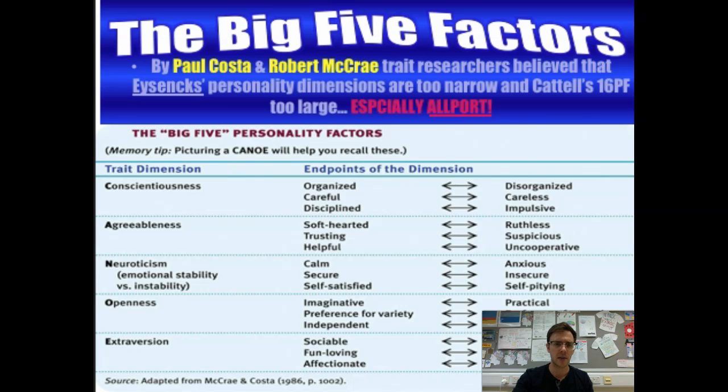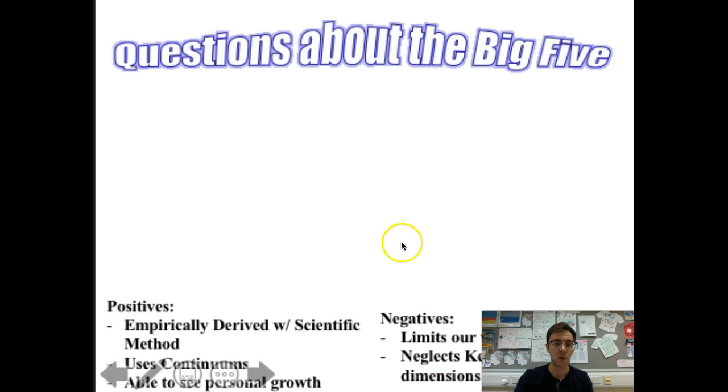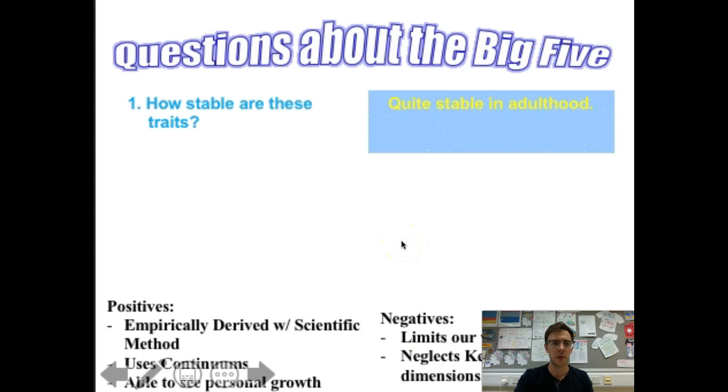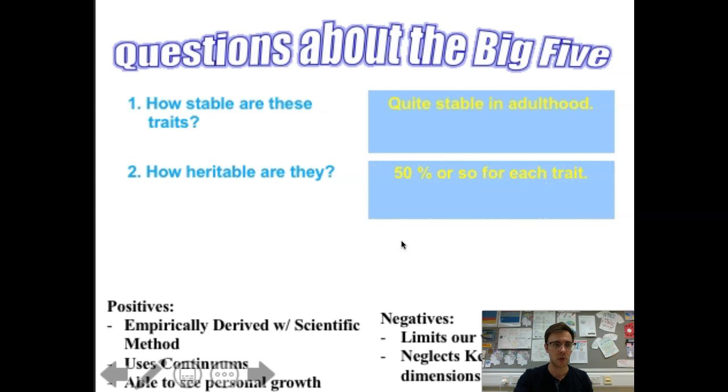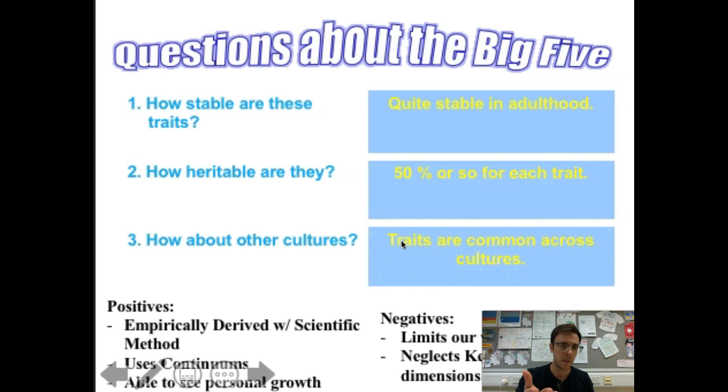Now let's look at some popular questions related to this theory. First, how stable are these traits? How heritable are they? How about other cultures? Well, they're pretty stable. When we're talking about predispositions, about 50% or so is based on heredity. And when we look at other cultures, we see that they're pretty common from country to country across the globe. Same with emotions and facial expressions of these emotions, same thing goes with personality traits.